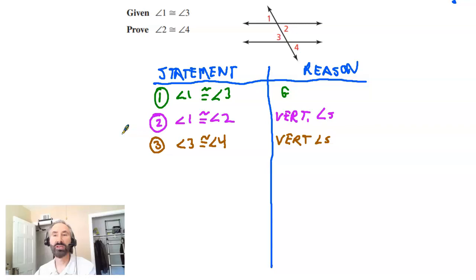Okay, I'm hopeful that you hit pause and that you gave it some consideration and maybe even have the answer. And one way or another, I'm going to share with you my thoughts. Okay, so here we go. I believe at this point we're ready to say that angle 2 is congruent to angle 4.